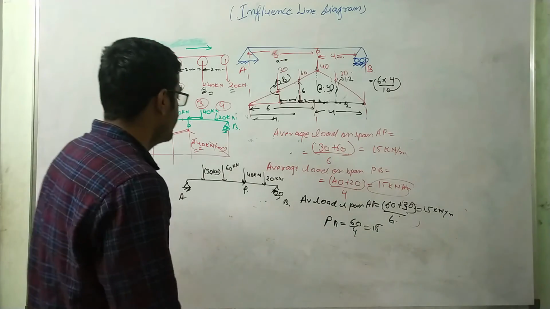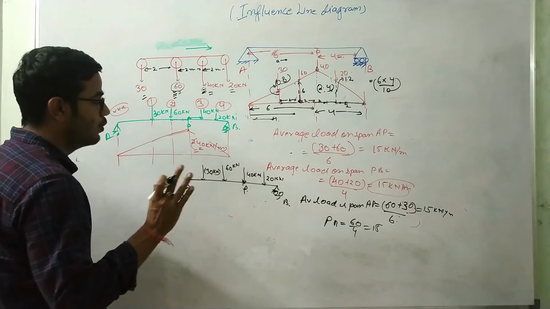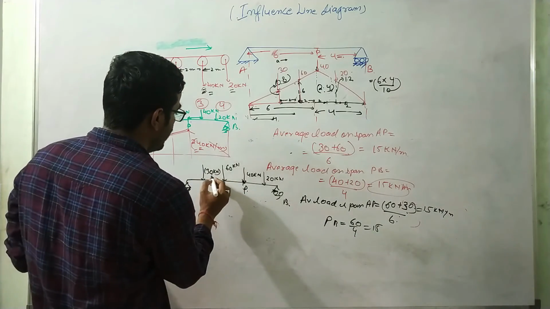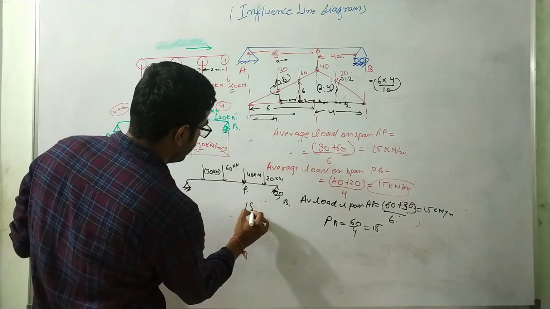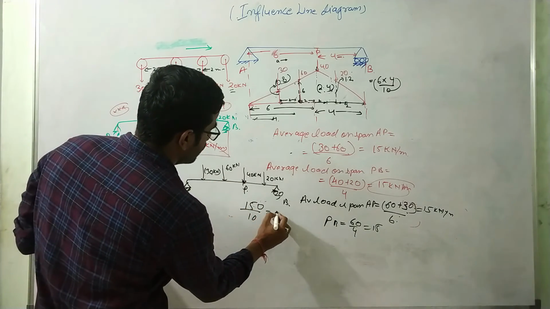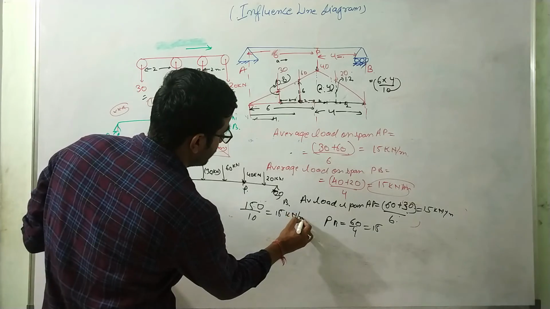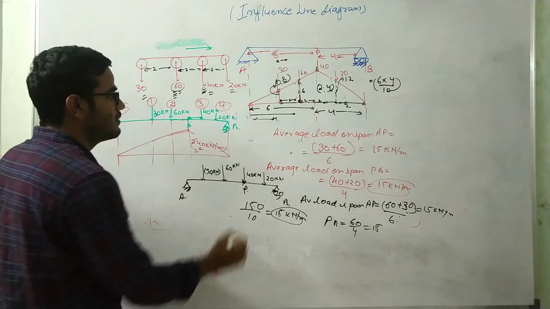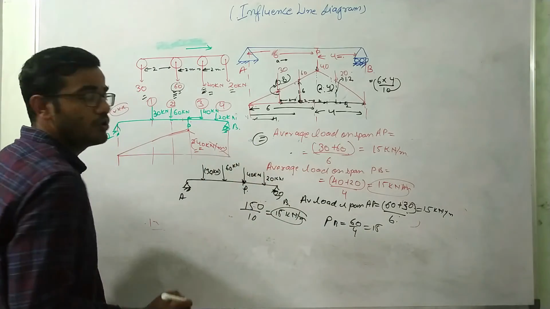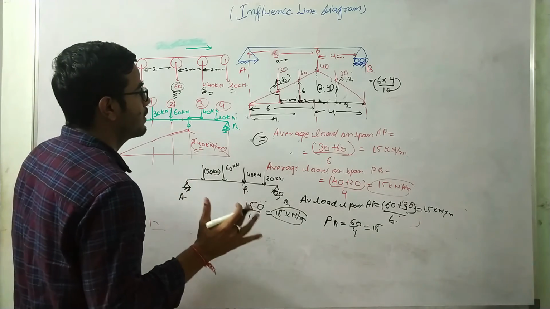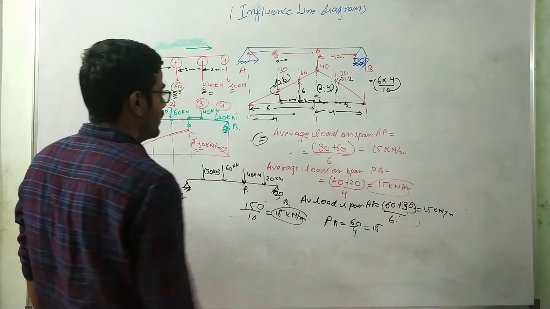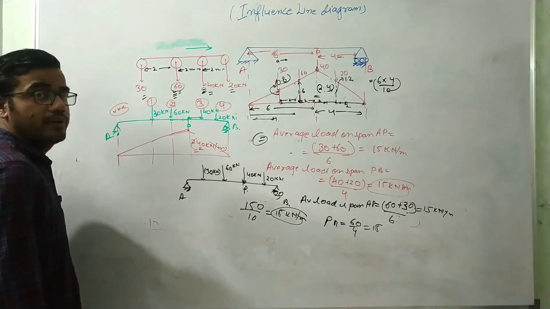And if you calculate the average load on the whole beam, it is nothing but 150 total load divided by 10. So it is again equal to 15 kilonewton per meter. This thing we have already derived. So this will also hold if you want the maximum moment condition at point P due to the concentrated load, right?